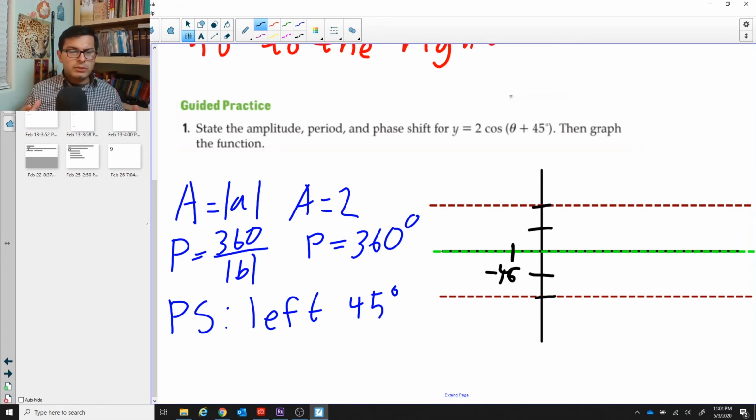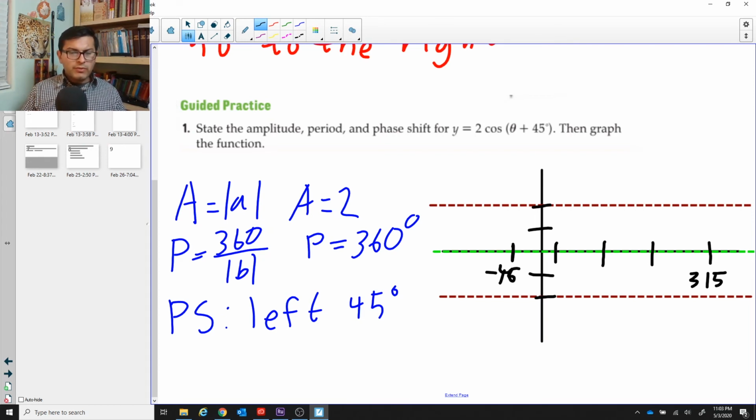Now, since our period is 360 degrees, that means it's going to take 360 units in this case for it to complete a full cycle. So we're going to mark 360 degrees or units past negative 45 to find out where our period ends. In this case, it's going to end at 315 degrees. We want to do the same thing that we always have. We want to take this section and divide it up into 4. This is now divided up into 4 equal parts.